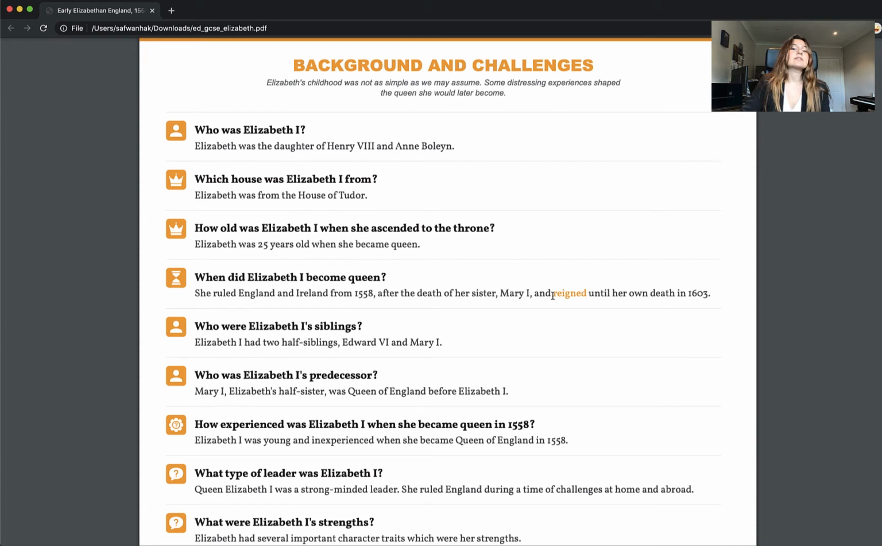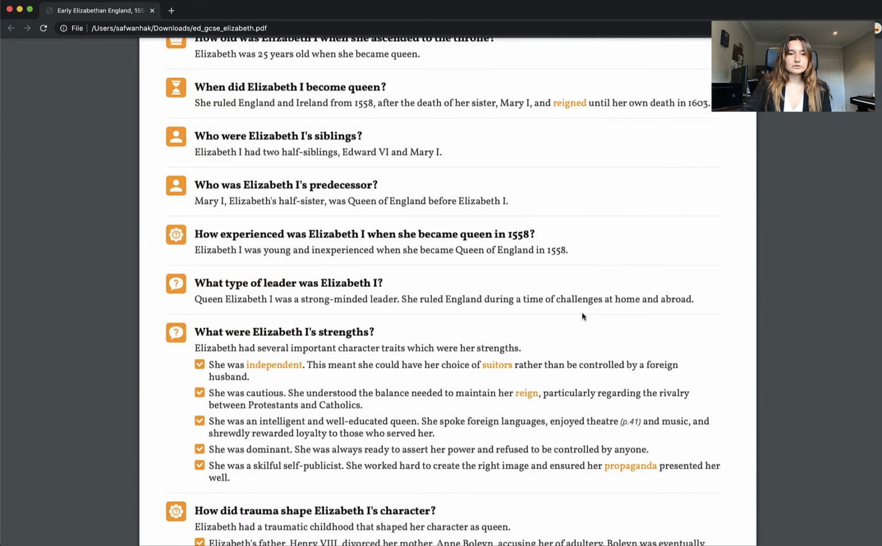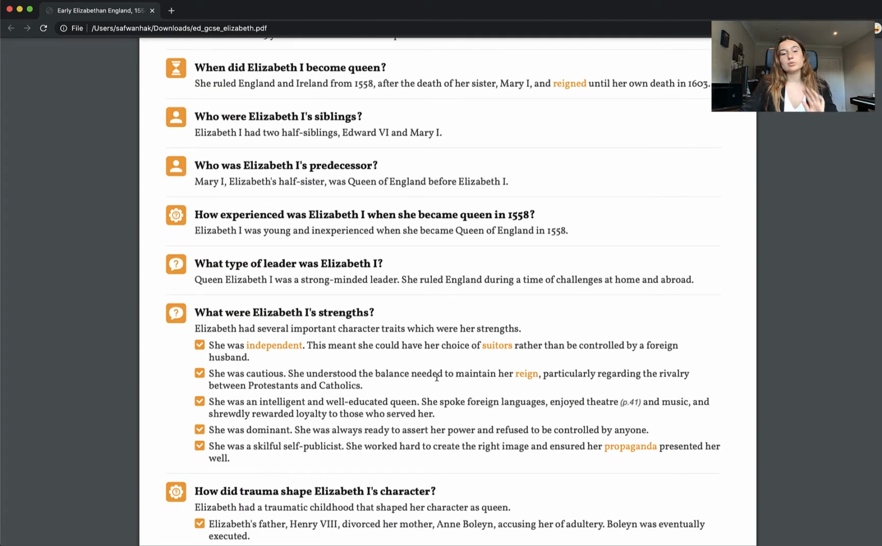Also, you may have noticed that some of the words are highlighted in a different color. For instance, this word reigned is highlighted in orange. This means that that word can be found in the glossary. So say you didn't understand what the word reigned meant, you could go further down into the glossary at the end of the book and find what that word meant. Also, super important and key features will be listed in bullet points for efficiency and sort of quick answers.